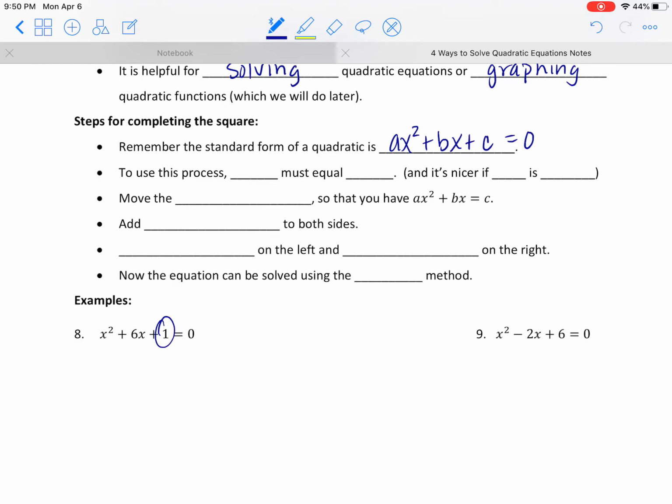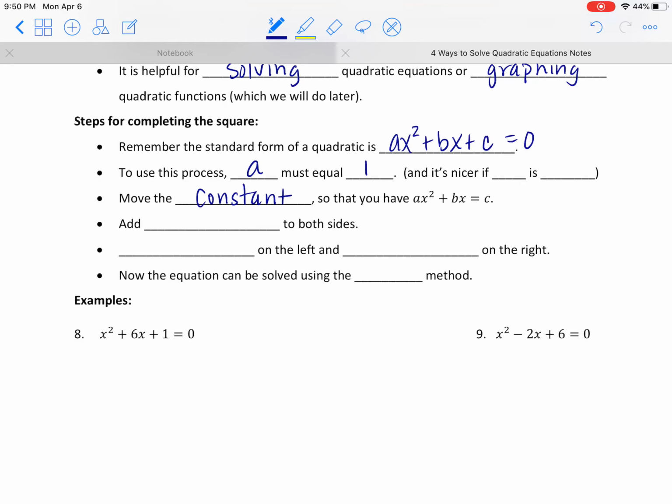So remember the standard form. Standard form is ax squared plus bx plus c equal to 0. Well, like in number 8, this one is an issue. It's part of the reason why this thing isn't factorable. So what we're going to do is we're going to move the constant to the other side of the equation. Oh, I skipped a step. To use this process, we want the equation to be equal to the constant. So we want to move the constant.